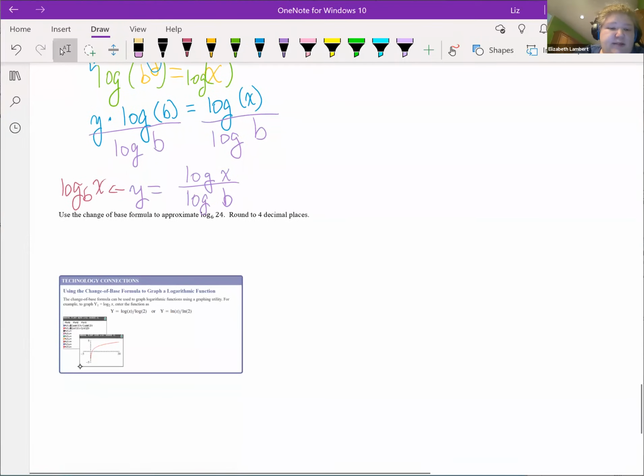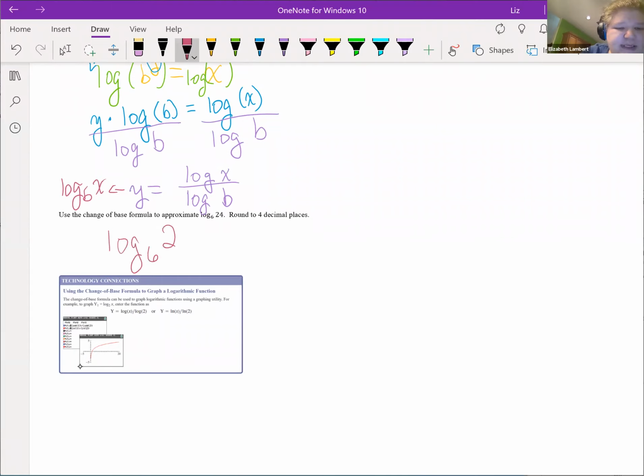So the change of base formula to approximate log base 6 of 24. So log base 6 of 24 is the same as log of 24 over log of 6. Now, technically, you could do it with any log base you wanted, like the natural log or log base 3 or whatever, but we don't have log base 3 on the calculator easily, so I would either go with log base 10 or natural log.